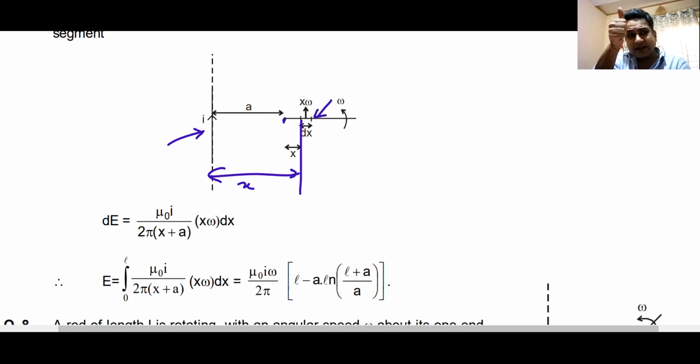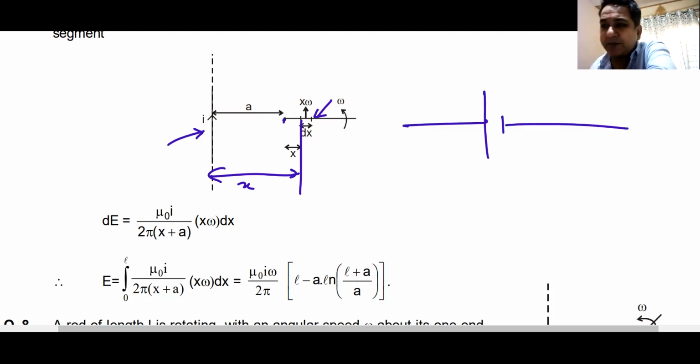V is like this, cross B. So you know this point, the nearer point will be higher potential. The farther point will be lower potential, so the battery will be like this. You just have to find the value of this EMF. Remember, magnetic field is non-uniform, so you'll have to integrate it.